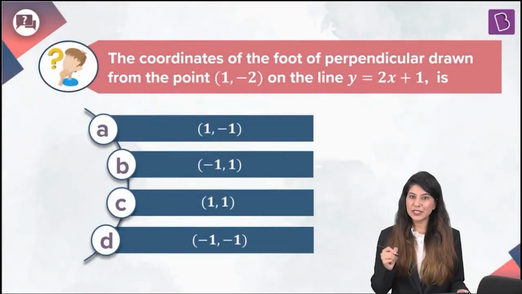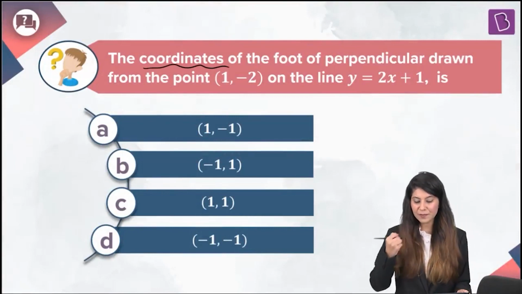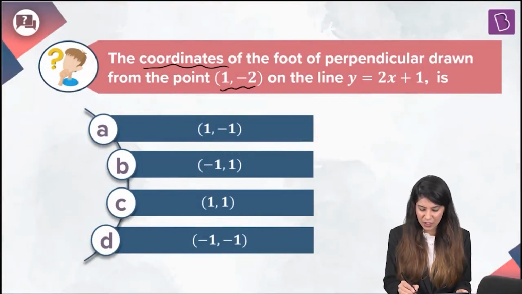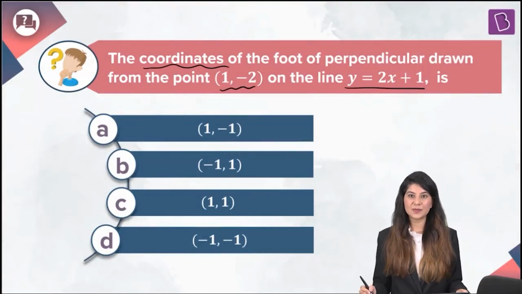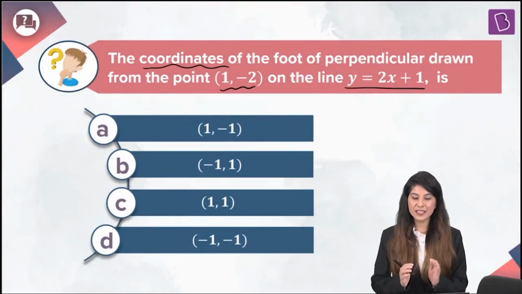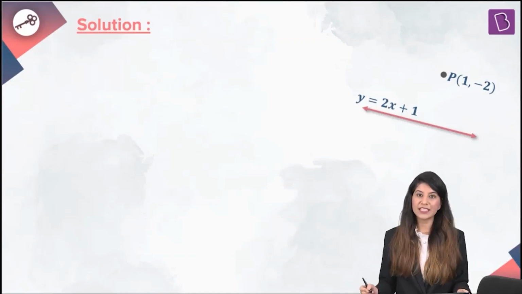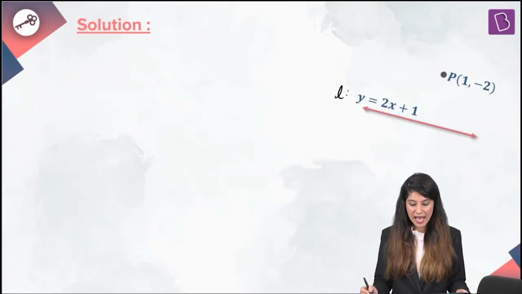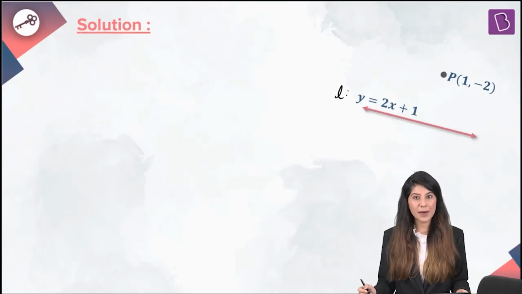In this question, we need to determine the coordinates of the foot of the perpendicular drawn from the point (1, -2) on the line y = 2x + 1. So let's understand the whole situation with the help of the diagram. So this is the situation. This is the line, let's say the line is L, and a point P (1, -2).